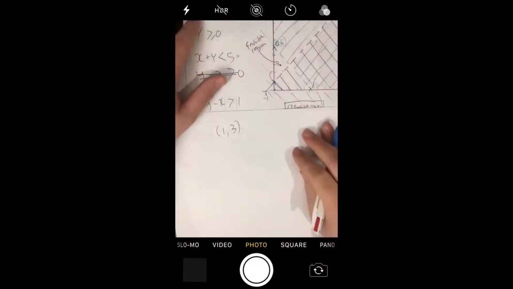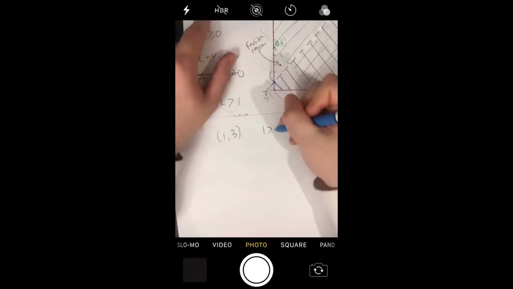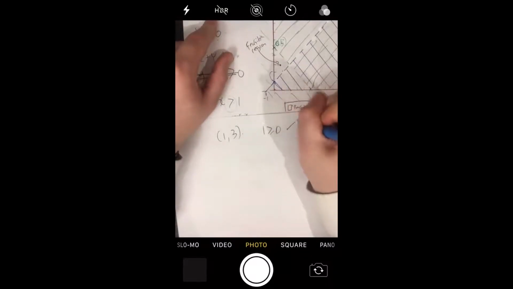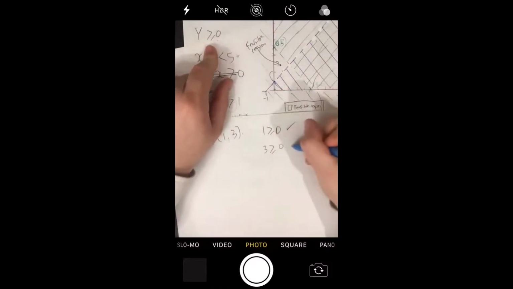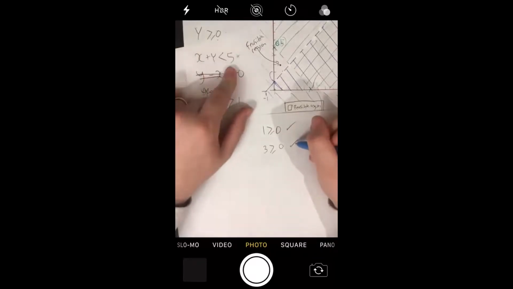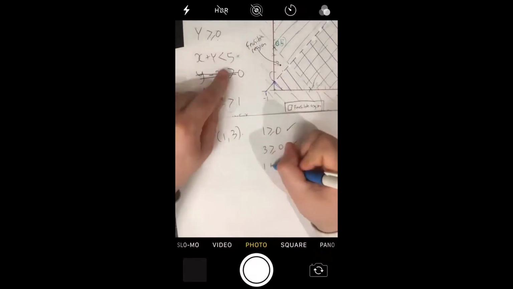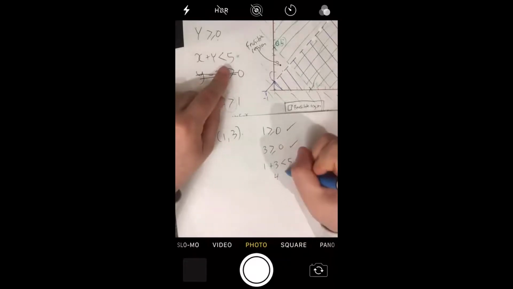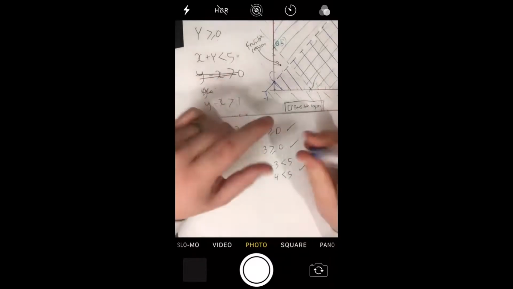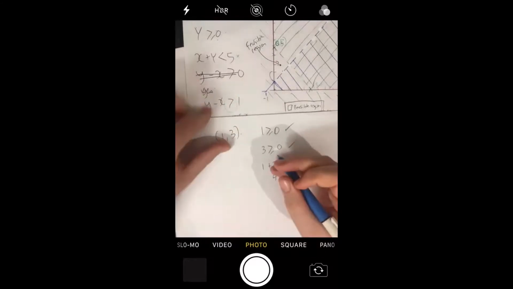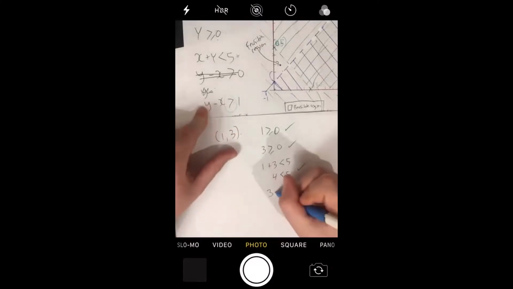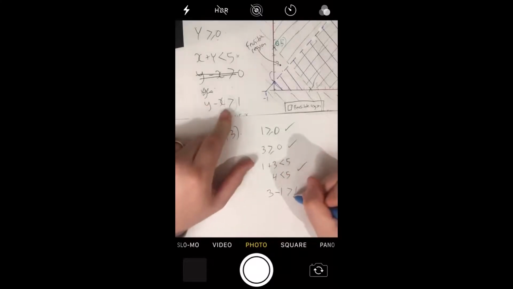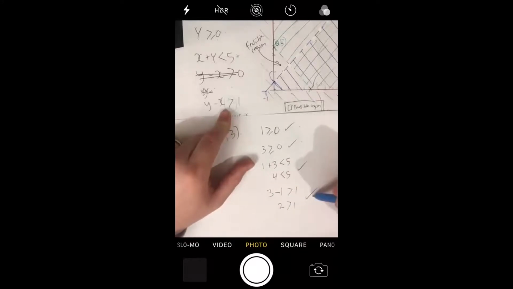Let's check. Is x greater than 0? 1 is greater than 0. Tick. Is y greater than 0? 3 is greater than 0. Tick. x plus y is less than 5. 1 plus 3 is less than 5. 4 is less than 5. Tick. That works. Next one. y minus x is greater than 1. 3 minus 1 is greater than 1. 2 is greater than 1. Tick. It ticks all 4 of these boxes.